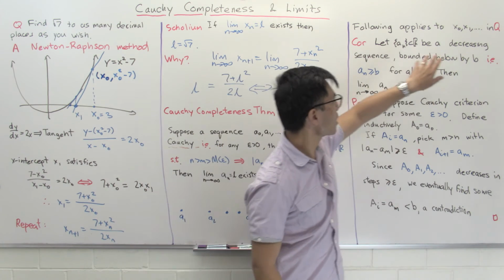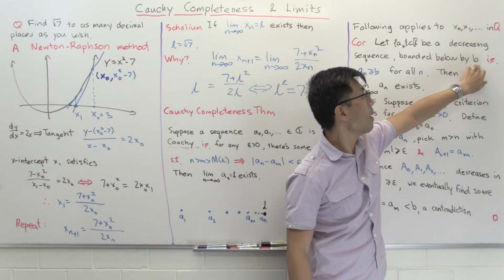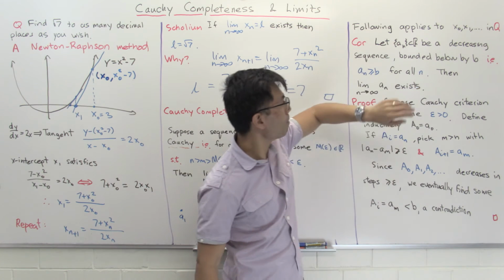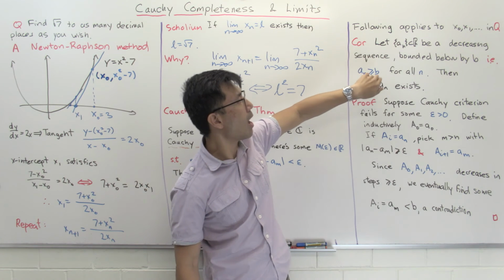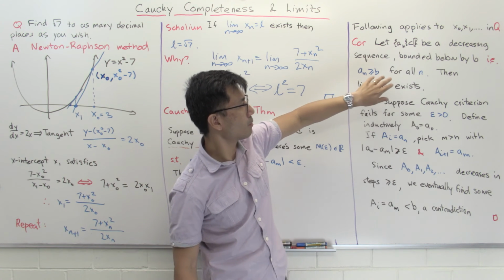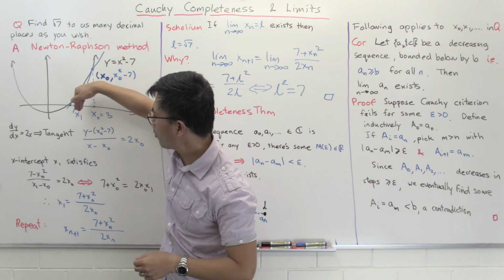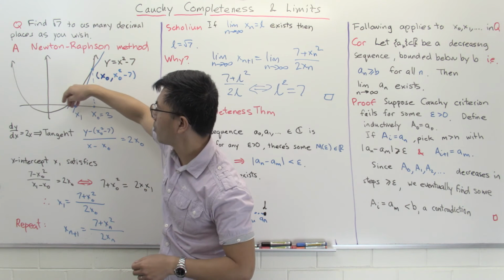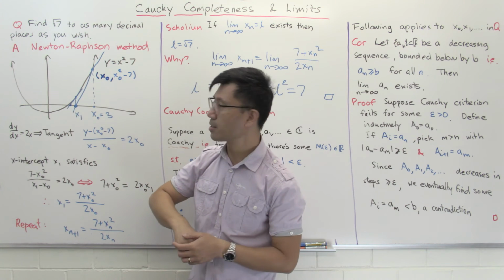Suppose you have a decreasing sequence, and suppose this is bounded below by some real number b. Bounded below means that all the numbers in the sequence are at least as big as b. Suppose that happens here. In this case, just from the shape of the graph, you know that you never go below this root 7, and in particular, you'll never go below 0, for example. This is never going to happen.